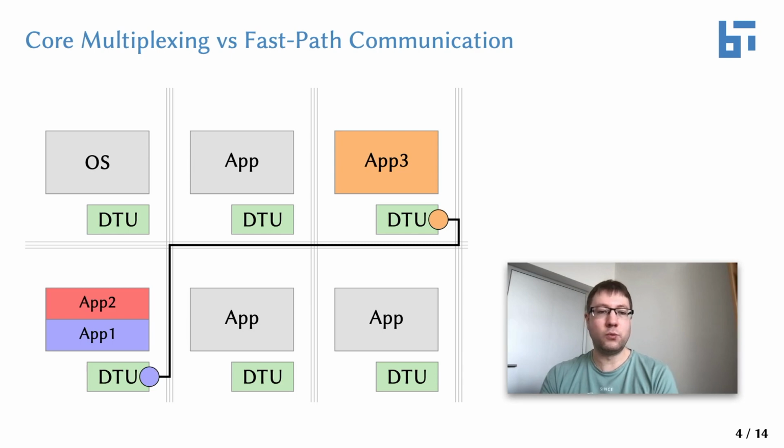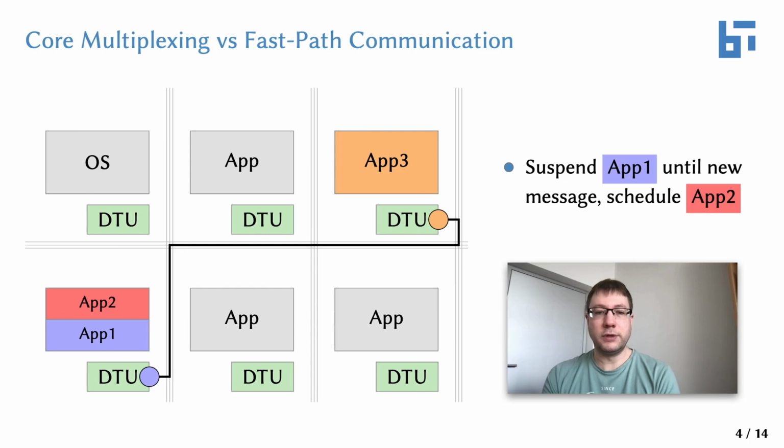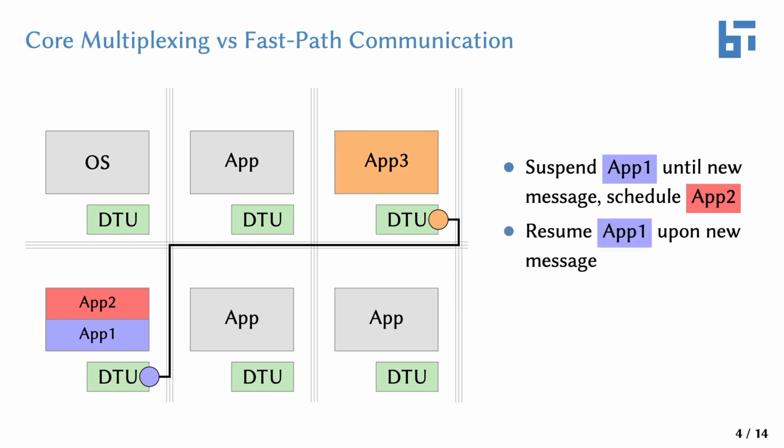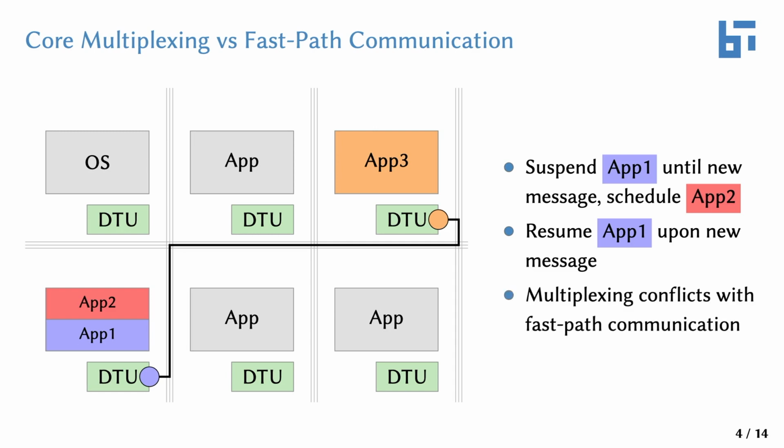At some point, application 1 might be waiting for the next message from application 3, and of course, we want then to switch to application 2 and suspend application 1 until this message actually arrived. Then later, if the message arrived, we want to switch back to application 1 and resume it. In both of these actions, the operating system is the one that is responsible for performing these actions to do the multiplexing. And this is, of course, in conflict with the fast path communication, which has the goal to avoid the communication and avoid the operating system during communication. Therefore, there has to be some compromise between these two.